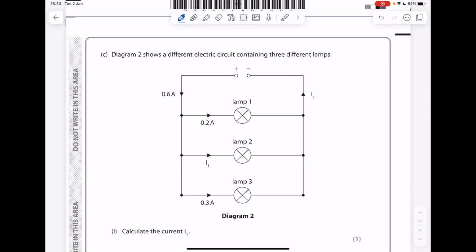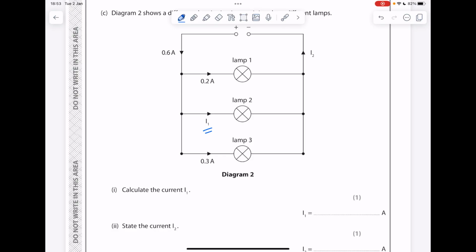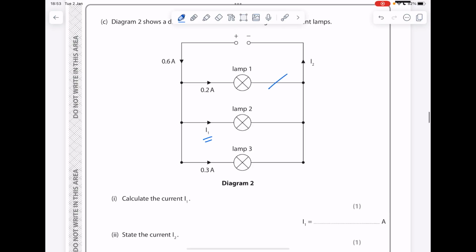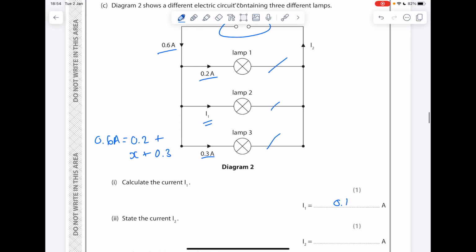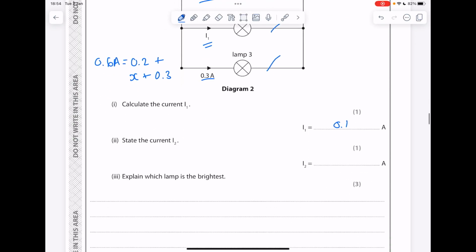Diagram 2 shows a different electric circuit containing 3 different lamps. Calculate the current I1. So that's here. So it's a parallel circuit, which means that the individual currents here will add up to the current at the power supply. So if that is 0.6 amps coming out of the power supply, then we know that 0.2 plus what we're after plus 0.3 will add up. So just solve for x to get 0.1 amps. State the current in I2, so coming back, that should be the same as what's coming out, so that's 0.6.